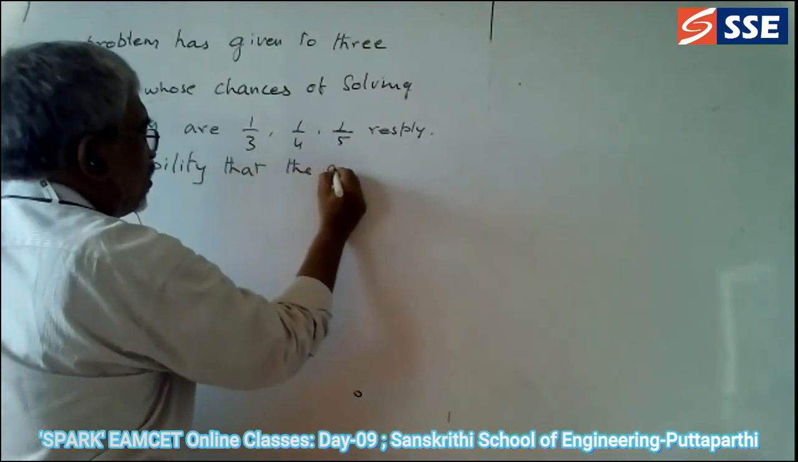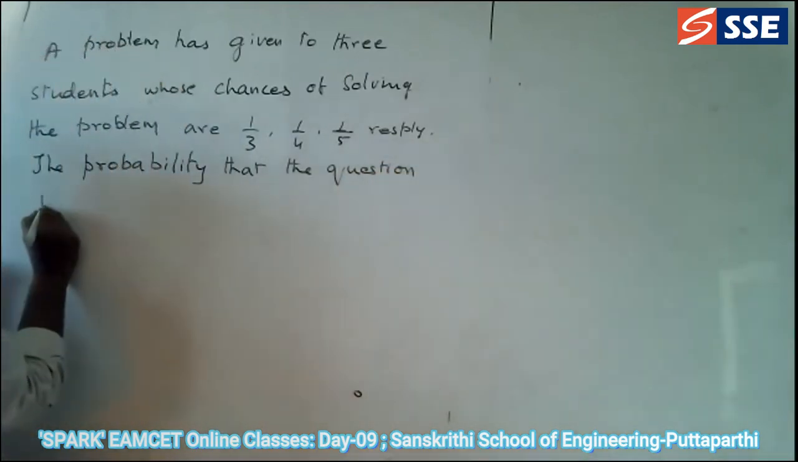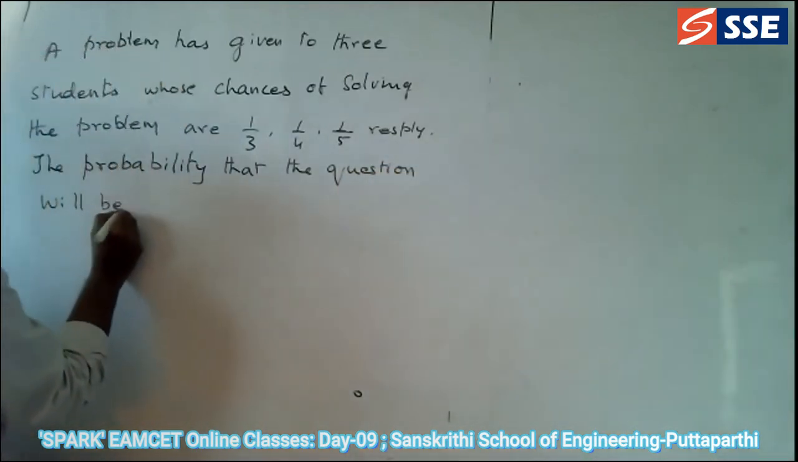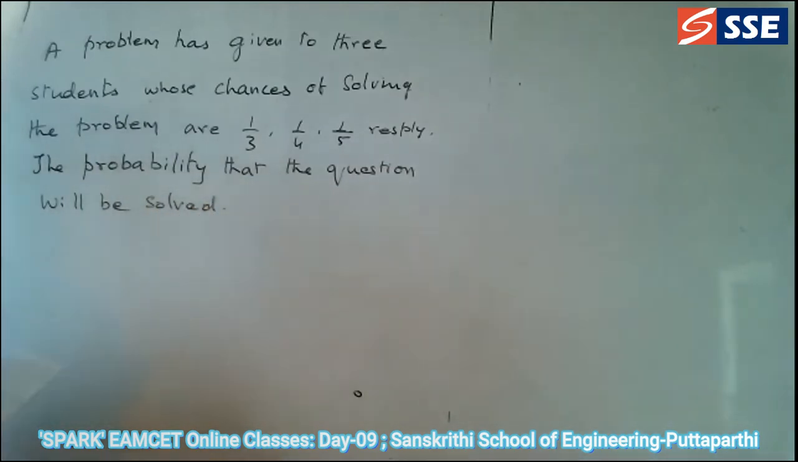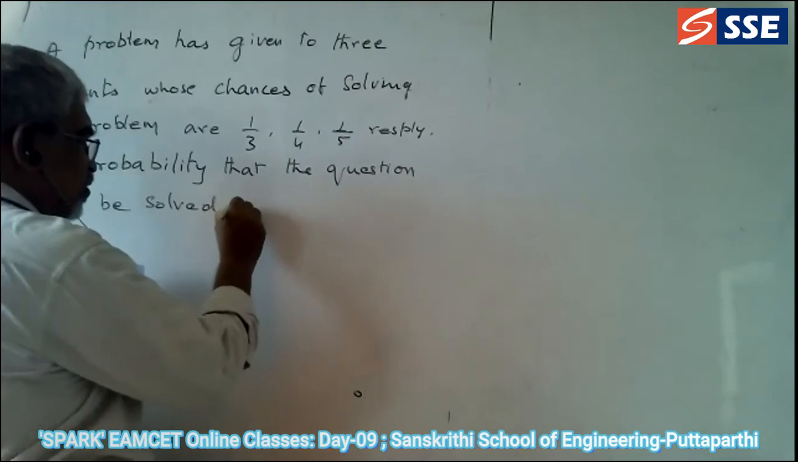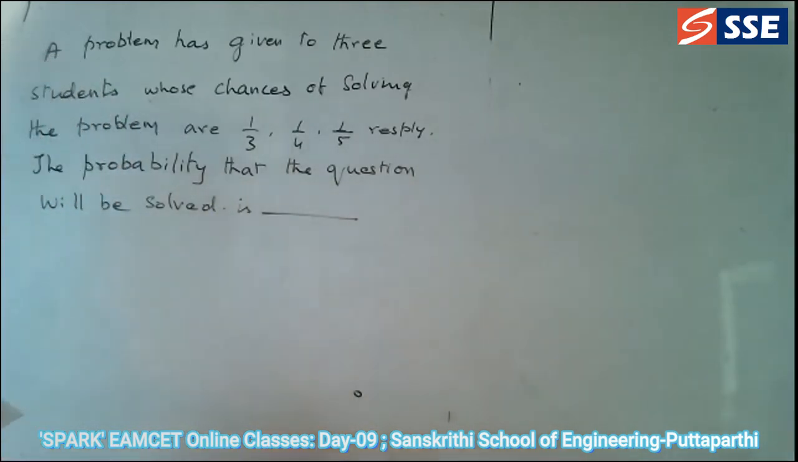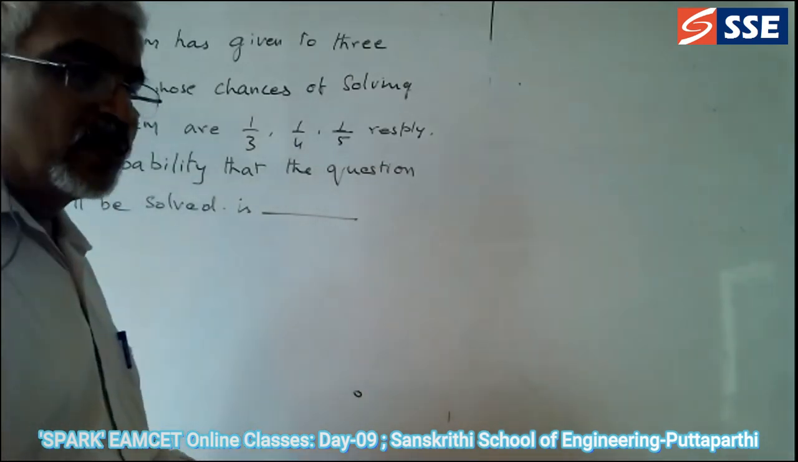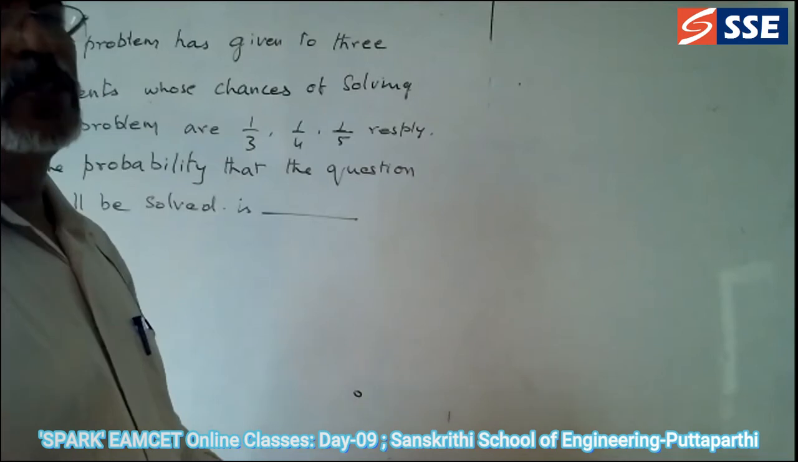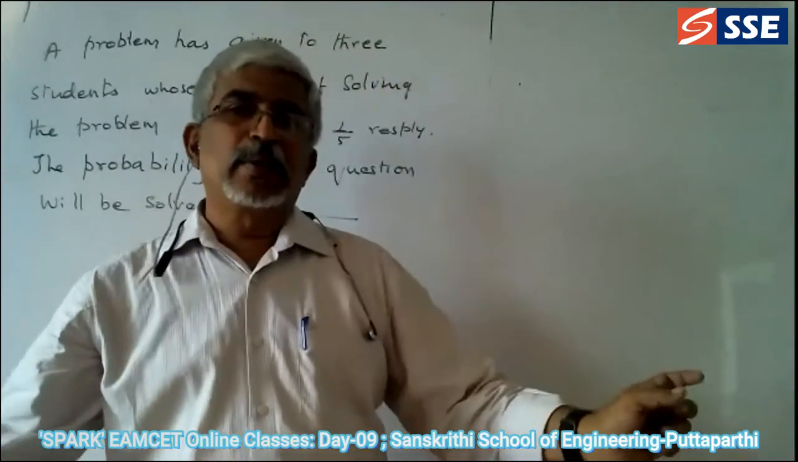The probability that the question will be solved is dash. So you can use two methods. You can use the addition theorem. So anyone probably the problem must be solved.